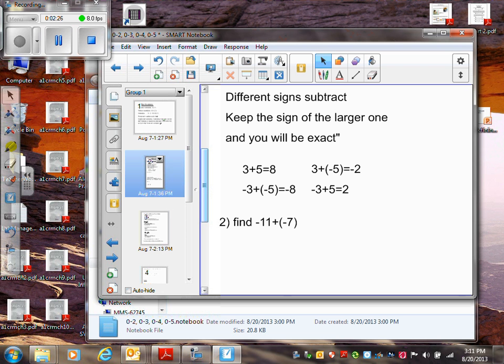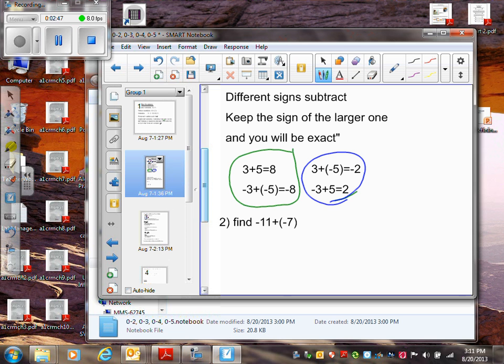Here on the left side, right here in green, the signs are the same. Add the numbers together, keep the sign. Add 3 and 5, keep the negative, or add 3 and 5, keep the positive. Over here in blue, different signs, subtract the numbers, and keep the sign of the larger number.